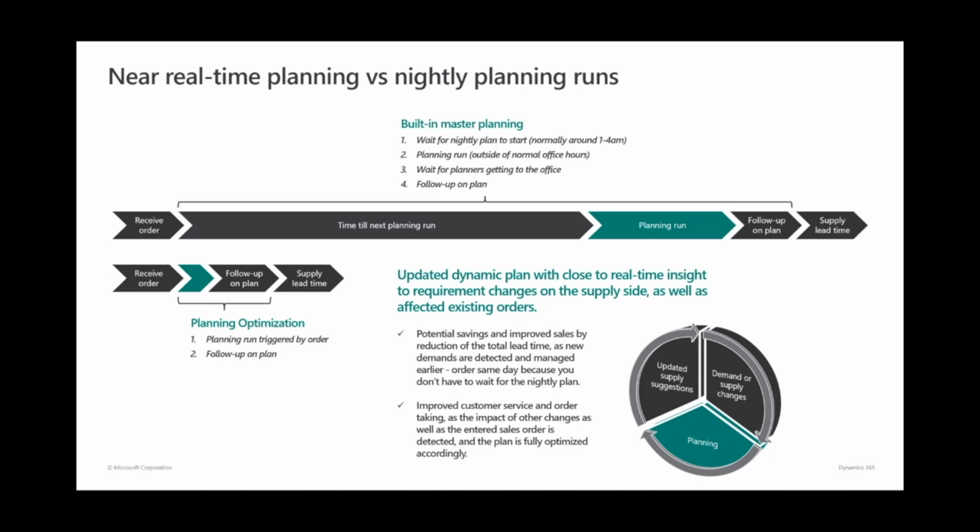So that gives you a huge opportunity of an updated dynamic plan, right? Which is close to real-time insights to required changes on the supply side, as well as on existing orders. So every order you're creating, every requirement you're creating will be taken care of directly near real-time and not at night. So that's a potential saving you're getting. You do have improved sales by reducing the total lead time. Means you can easily ship your products faster because you know where it's required. You do not need to wait until the planning is done. Okay, so that's the idea.